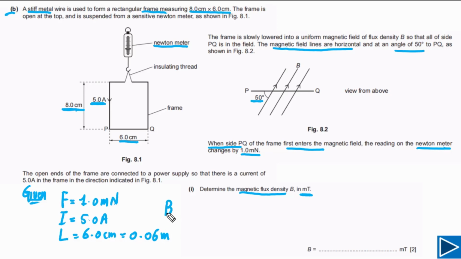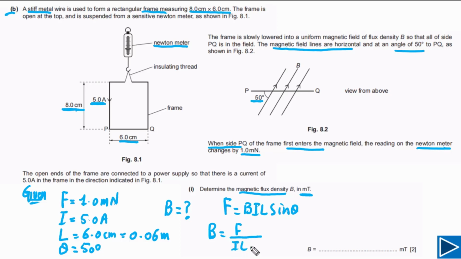We have to find the value of B. The angle between L and B is given as theta, and theta in this case is 50 degrees. So simply we need to find B. We can write magnetic force is equal to BIL sine of theta. We need to find B, so we can rearrange this. B is equal to F over IL sine of 50 degrees.